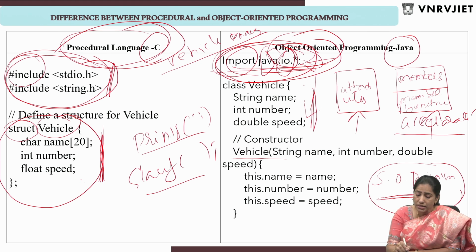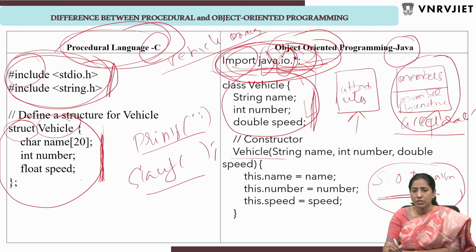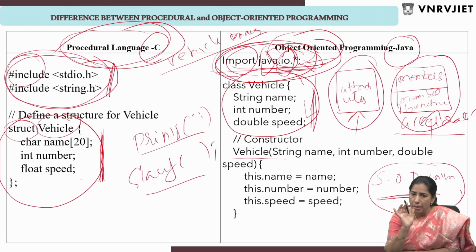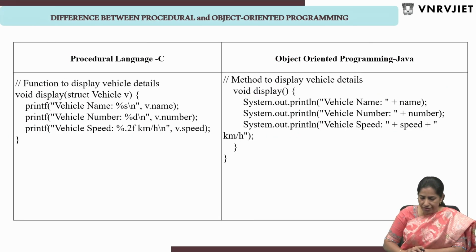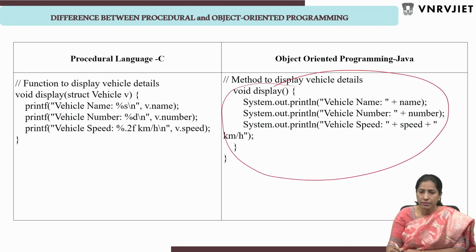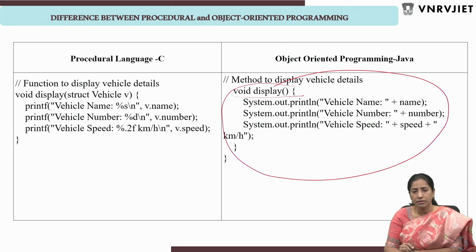Here for vehicle details, we create a class. A class will have members and member functions, whereas the structure will have only members. That is the basic difference. Then moving forward, here inside the class only I will write the method. I told you the difference. Inside the class only I have written a method.